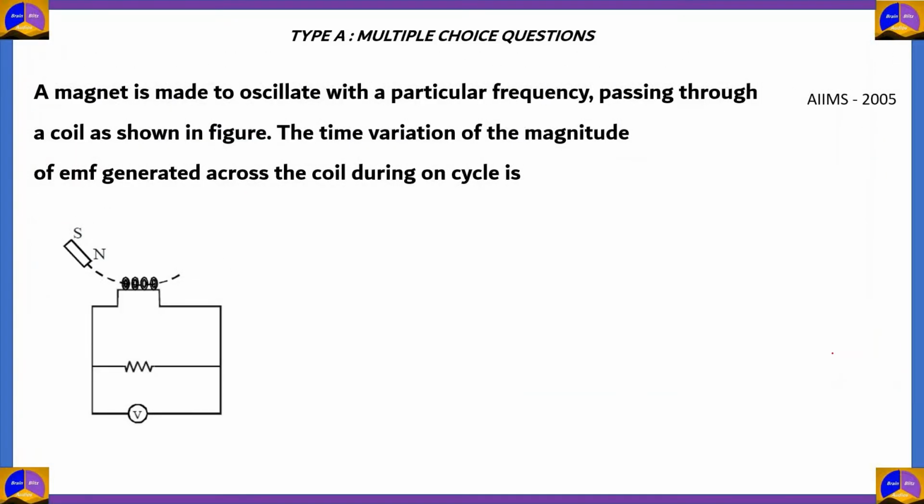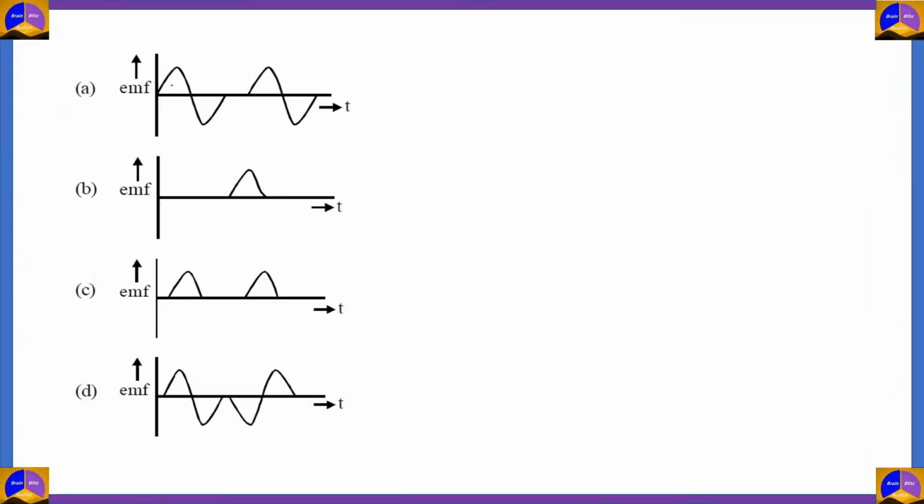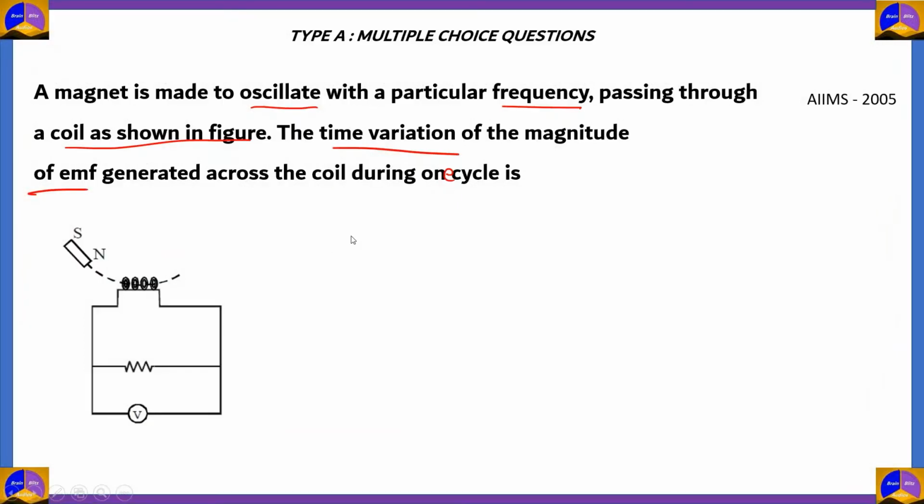Now let's look at this second question. A magnet is made to oscillate with a particular frequency, passing through a coil as shown in this figure. The time variation of the magnitude of EMF generated across the coil during one cycle is given by a graph. Now the graphs are given in the next page. Let's view them. So these are the 4 graphs, which are our options. We need to find out which of these is the right graph for the periodic motion given here.